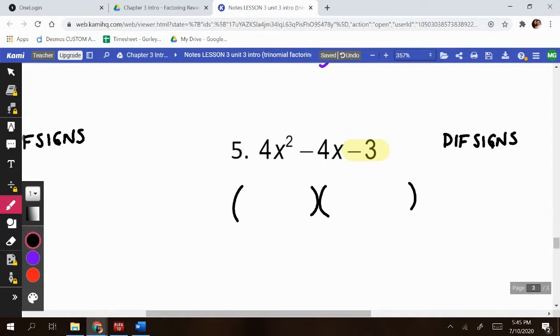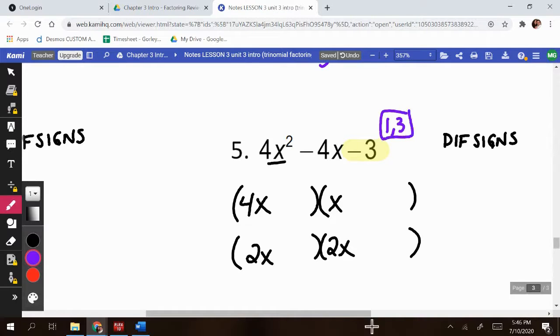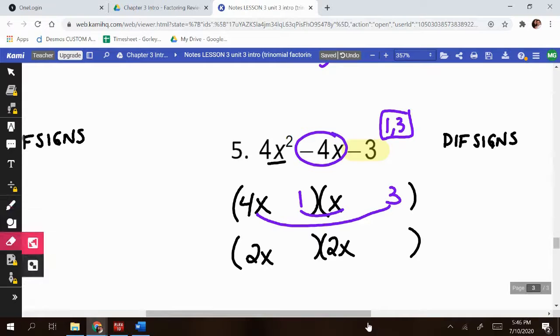First times first has to give me 4x squared, so I could either do 4x and x, or I could do 2x and 2x. We have a little bit of flexibility. Last times last has to multiply to give you negative 3. Really the only factors of 3 are 1 and 3. So I could have it maybe look like this, in which case the outers would be 12x and the inners would be 1x. 12x and 1x will not get you to negative 4x.